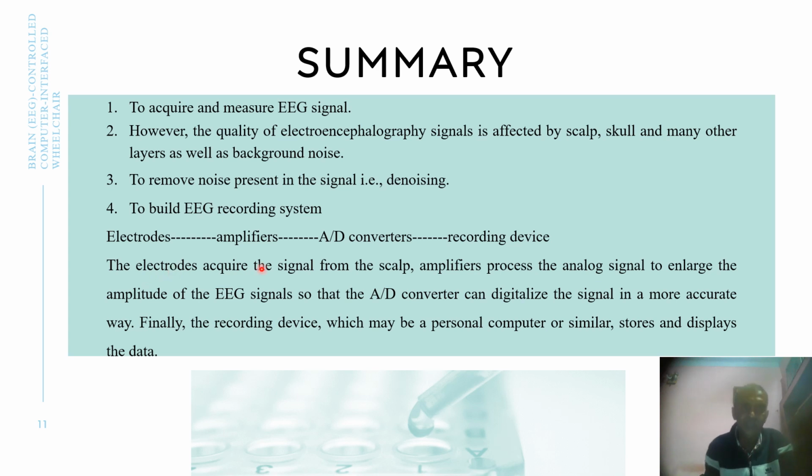The electrodes acquire the signals from the scalp. Amplifiers process the analog signal to enlarge the amplitude of EEG signals so that the A to D, analog to digital converter, can digitalize the signal in a more accurate way. Finally, the recording device, which may be a personal computer or similar, stores and displays the data.